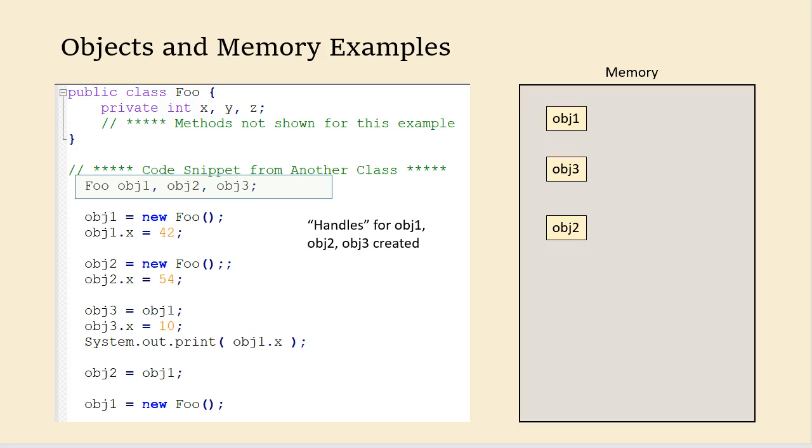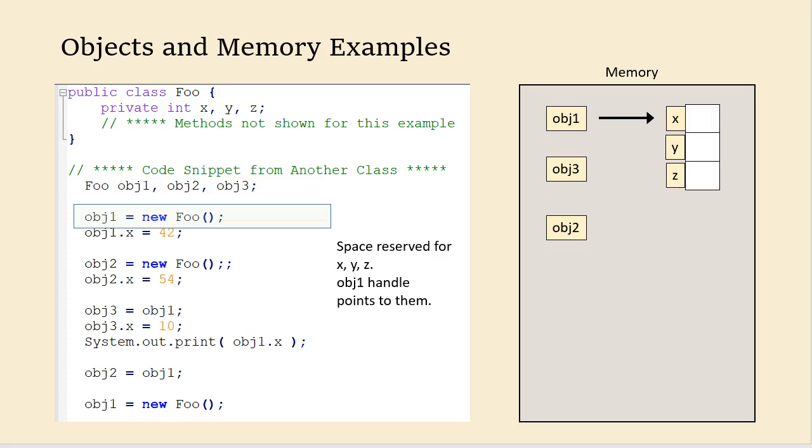Now if you look, the class foo has 3 attributes, or at least 3 attributes that we're showing. Their integer values x, y, and z. So as soon as the line of code object 1 equals new foo is executed, remember new is the keyword whereby you know that an object is created. So I've created object 1. That means now in memory I need to reserve space for x, y, and z, and that's shown over here.